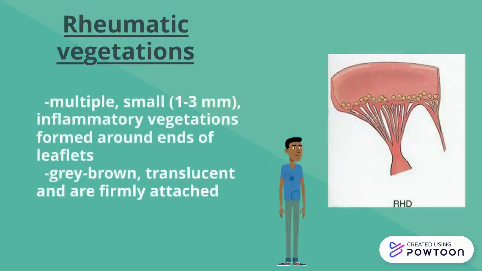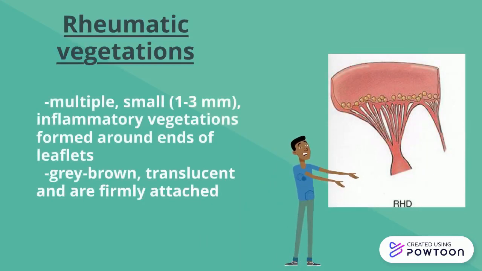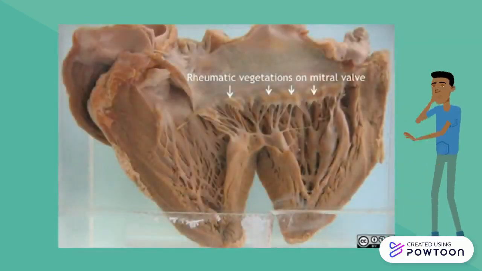The vegetations in rheumatic heart disease are much smaller, gray-brown in color, translucent, and firmly attached, unlike in infective endocarditis, which makes it highly unlikely for them to form an embolism by detaching. As the inflammation gets resolved, scarring can occur as a result. Although all the valves can be affected, as shown here, they're most commonly found on the mitral valve and the aortic valve more than the other two.